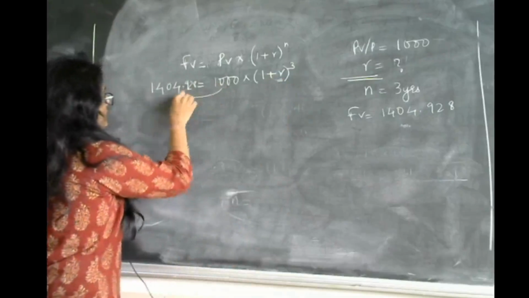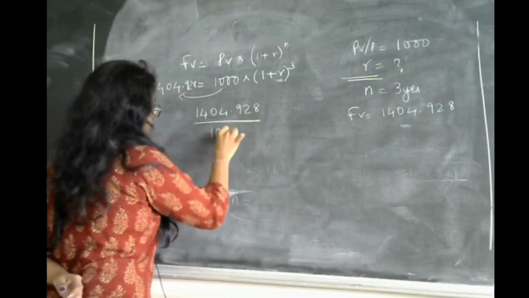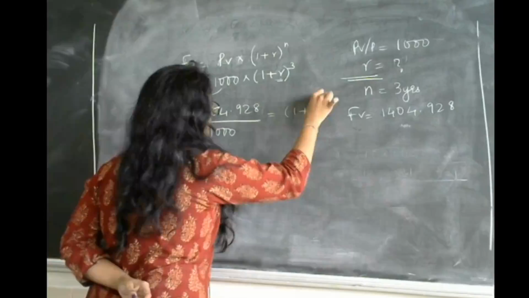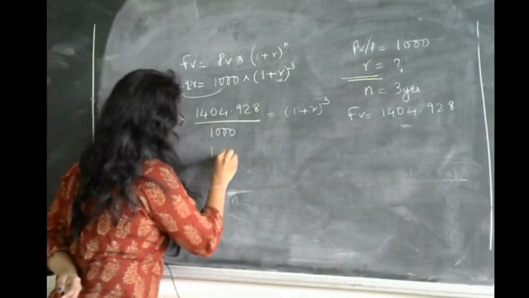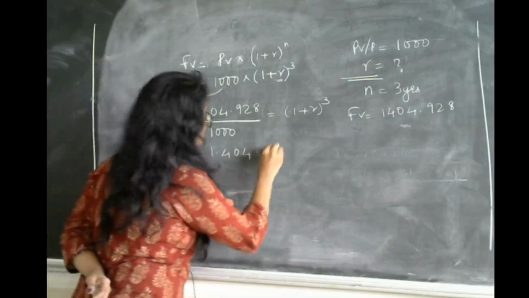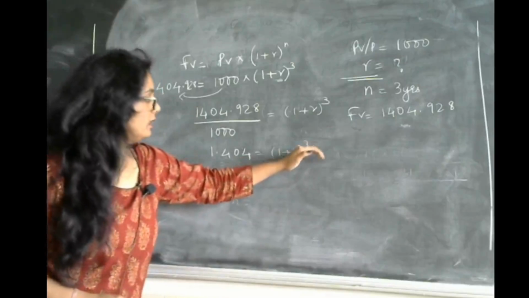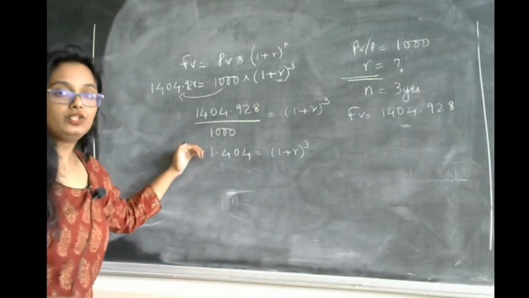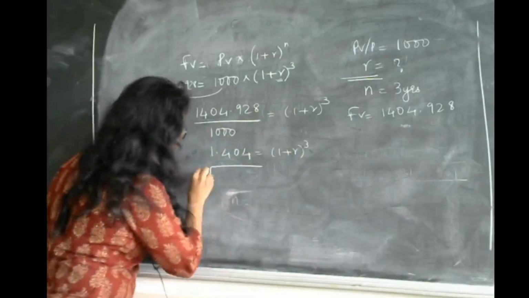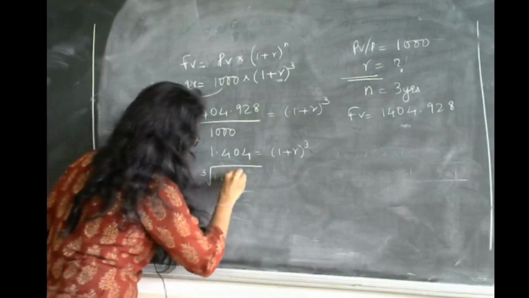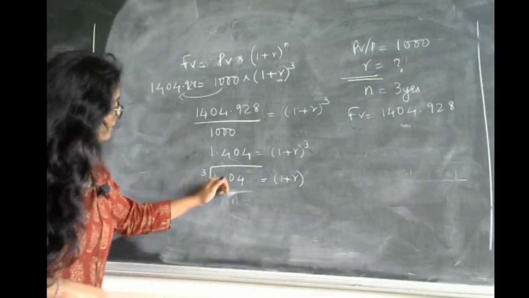So let us solve this problem. Let us get 1000 under this. 1404.928 divided by 1000 equal to (1 plus R) the whole raised to 3. Solve this. What is it coming to? It comes to 1.404 is equal to (1 plus R) the whole raised to 3. Now this power, raised to 3, we can shift it this side and it will become cube root, isn't it? There is square root, there is cube root. So once this 3 shifts over here, this will become the cube root of 1.404 is equal to 1 plus R. Now cube root of 1.404 is what?